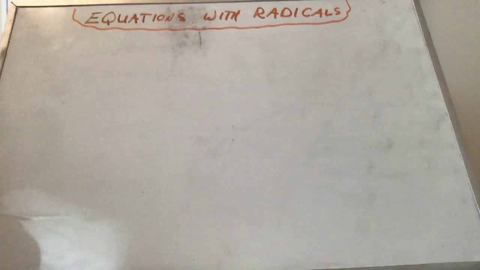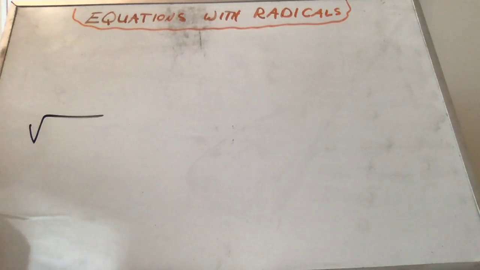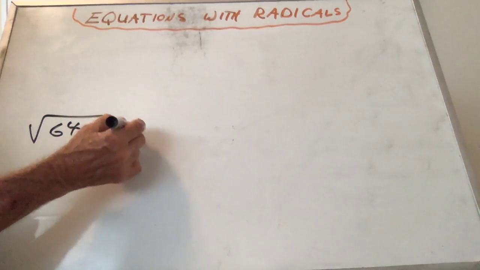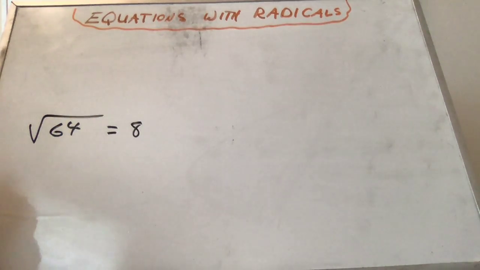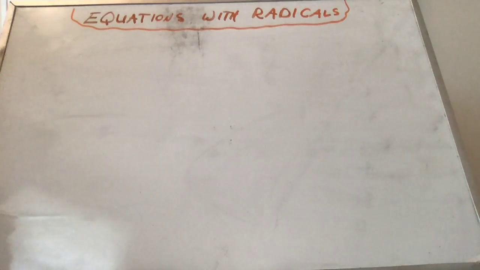Okay, so here we go. It's a different kind of equation. I don't think you've done these before, but you have done radicals. They're just square root symbols. So that's called a radical. And you guys all know the square root of 64 is 8, or positive and negative 8. Okay, so I'm going to go over a concept with you, and we're going to put it to use.